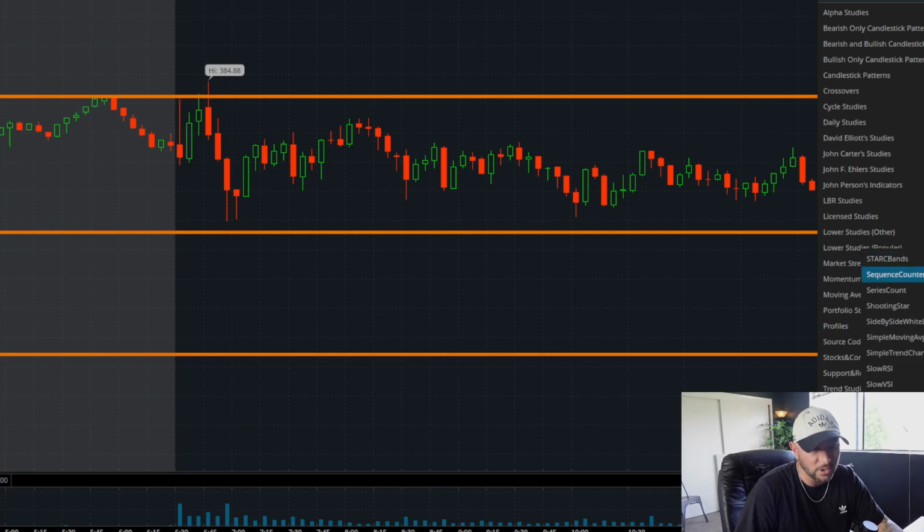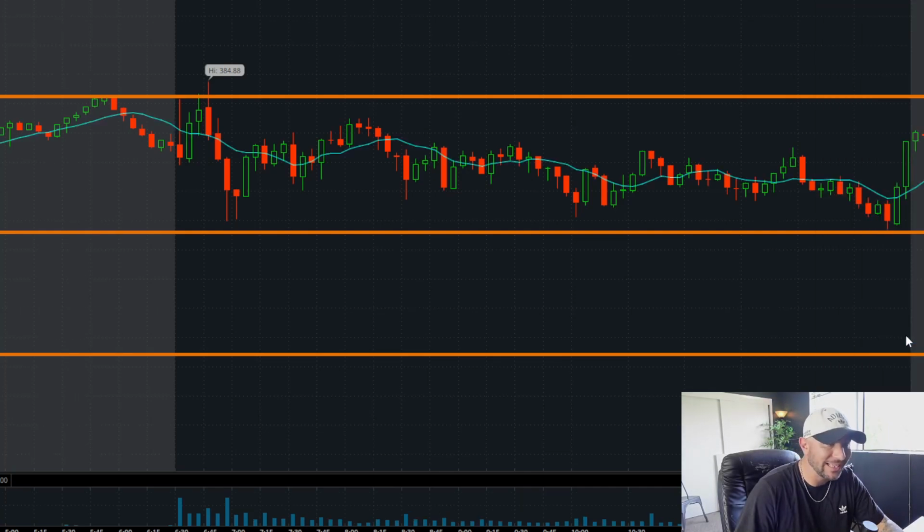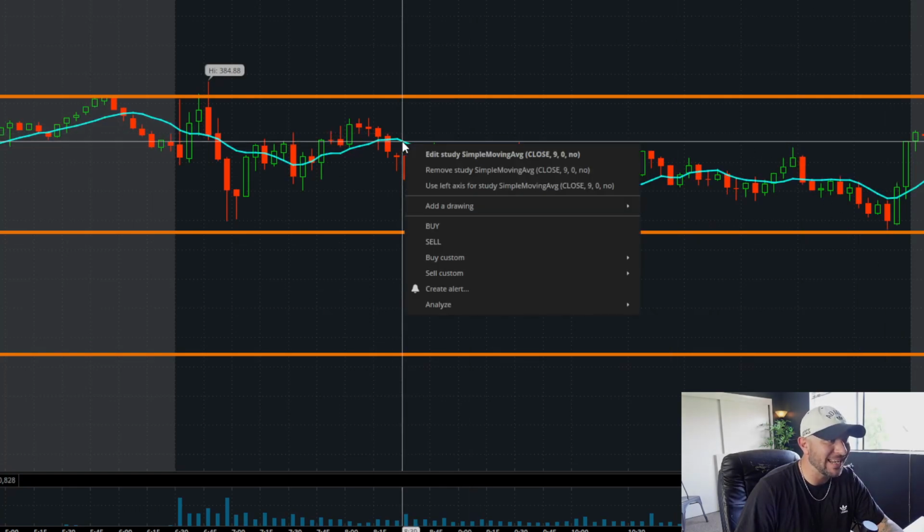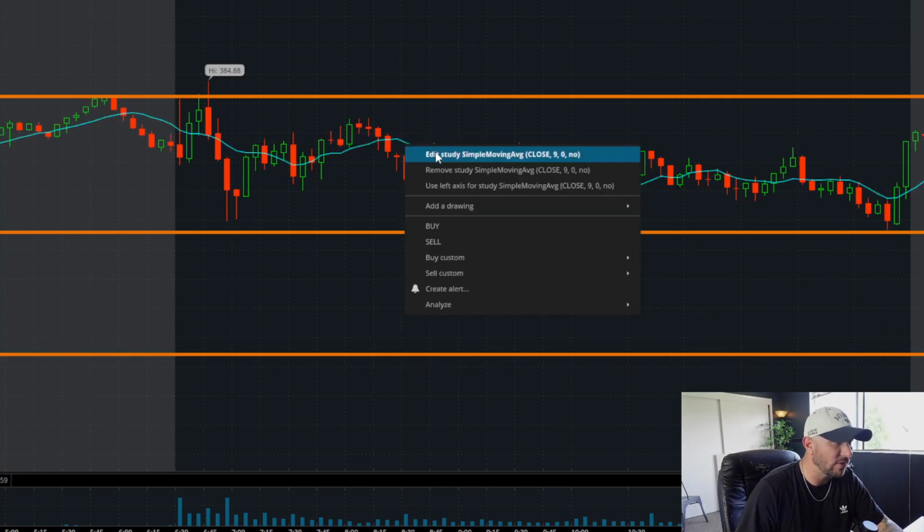However you want to add it onto your charts, it doesn't really matter. You can see here, I'm highlighting simple moving average, that's what we want to add to our charts. We're going to click the simple moving average. Again, I like to adjust my simple moving averages. As soon as it throws the simple moving average on my screen in Thinkorswim, it's going to automatically put the 9.